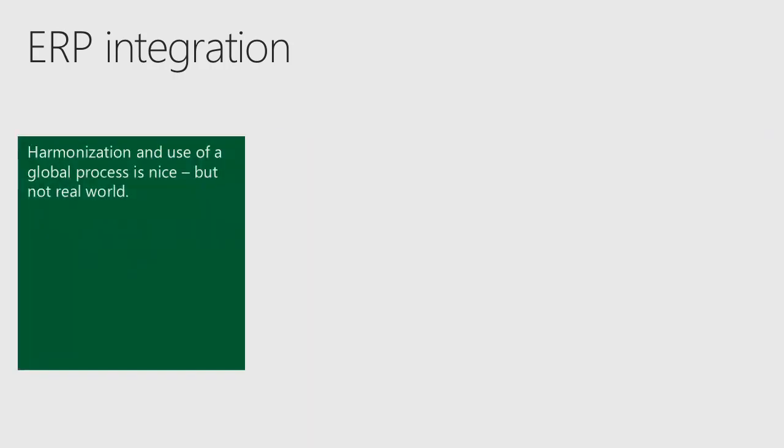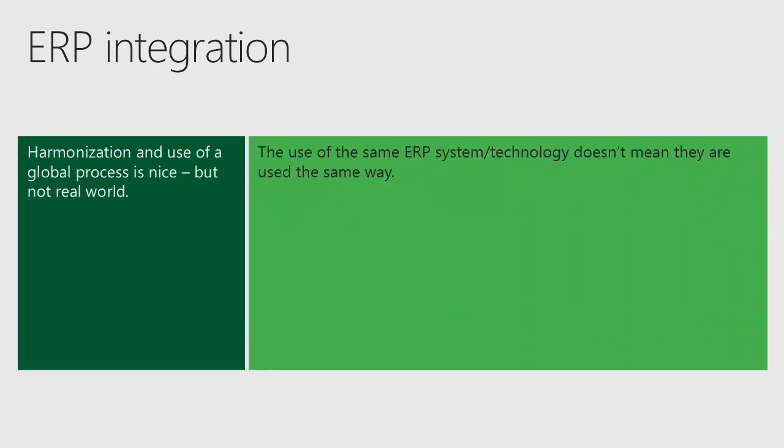So last one on this one, ERP integration. Harmonization and use of a global process is nice, but it's not real world. Not sure, maybe all of you work in a perfect world and you have one single process, everybody's following it. We have one ERP system, yippee yay, so that's good. But in real life, you see different attitudes there. And even if there are rules and processes, there are always smaller deviations, and there's always a good reason that this product is maintained differently. And again, I'd like to get back to this when we look into solution concepts and solution approaches, how we can help out there.